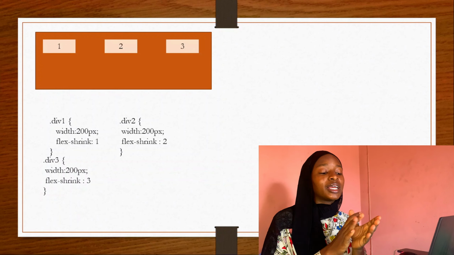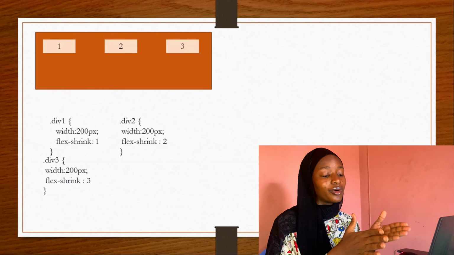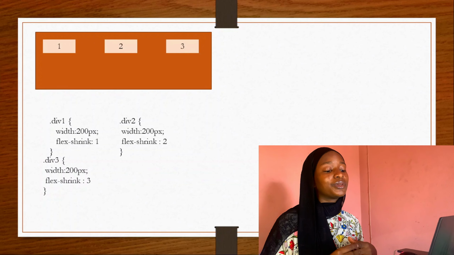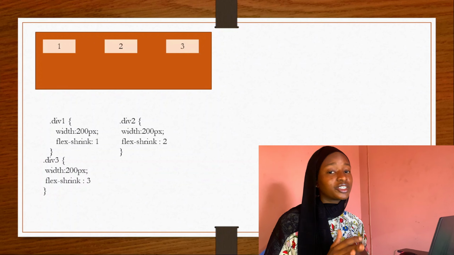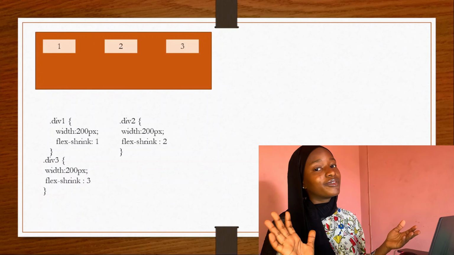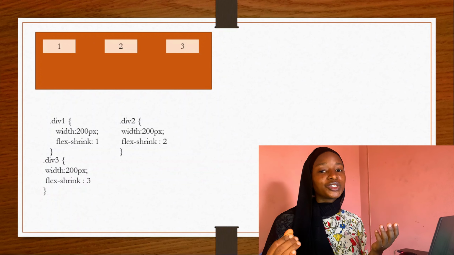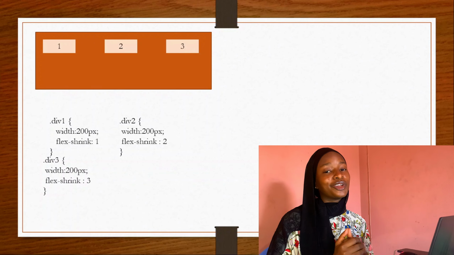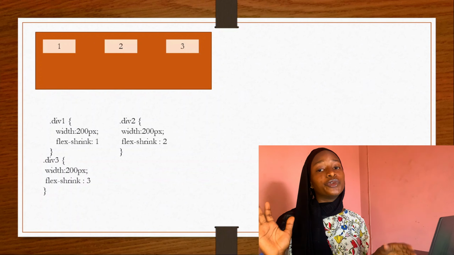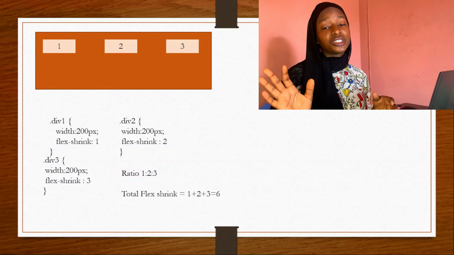Let's say we have a width of 200 pixels for every div, and then we give it a flex shrink. First div a flex shrink of 1, the second one a flex shrink of 2, and then the third one a flex shrink of 3. How is it going to work? First, we have to calculate the total flex shrink, just like ratios, proportions. The total flex shrink is 6.